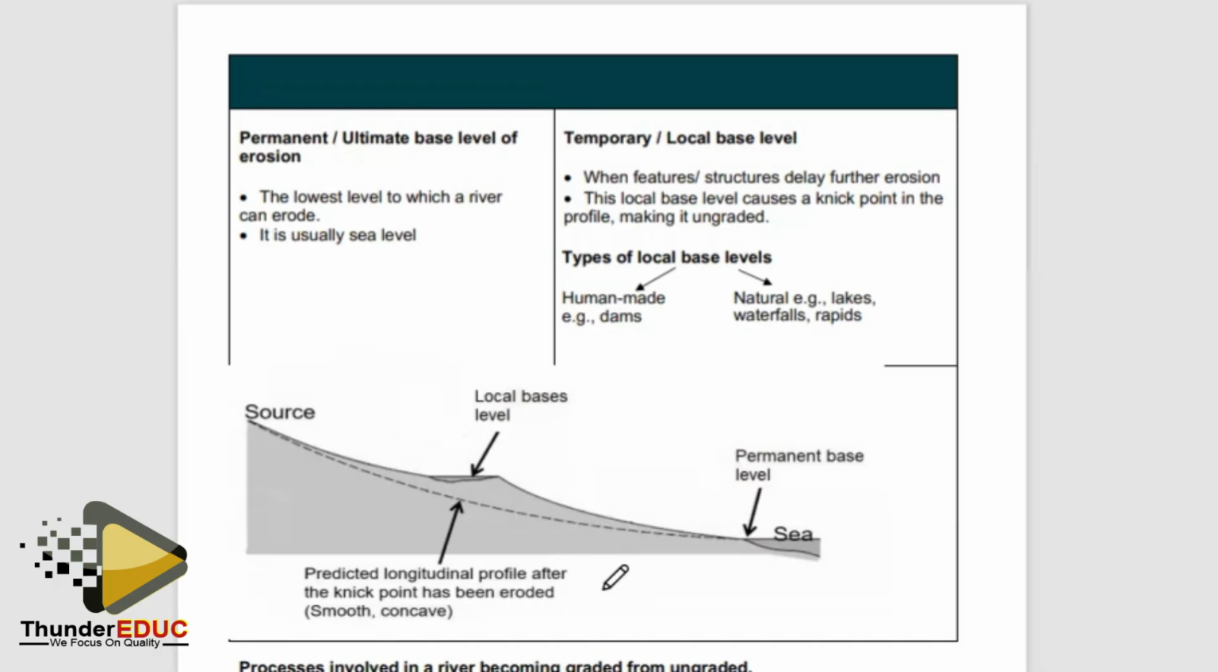Then the local base levels, those ones, they can be removed as the river erodes headwardly. Like if there's a waterfall, we have a local base level. That base level is not permanent. It can be affected by erosional processes as the waterfall migrates upstream. Right.